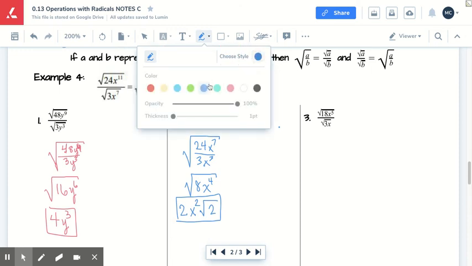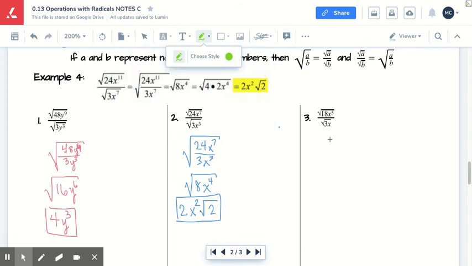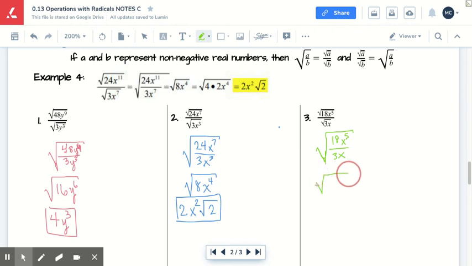Okay, now for the third one. Once again, it looks to me like there's a relationship between the radicands in the numerator and the denominator. So I'm going to write it as one big radical. And then simplify the inside. And once again, I want to make sure that my radical goes all the way to the bottom of the fraction. So mine didn't quite make it this time, so I just extended it a little bit. Okay, now inside 18 divided by 3 is 6. X to the 5th divided by x would be x to the 4th.